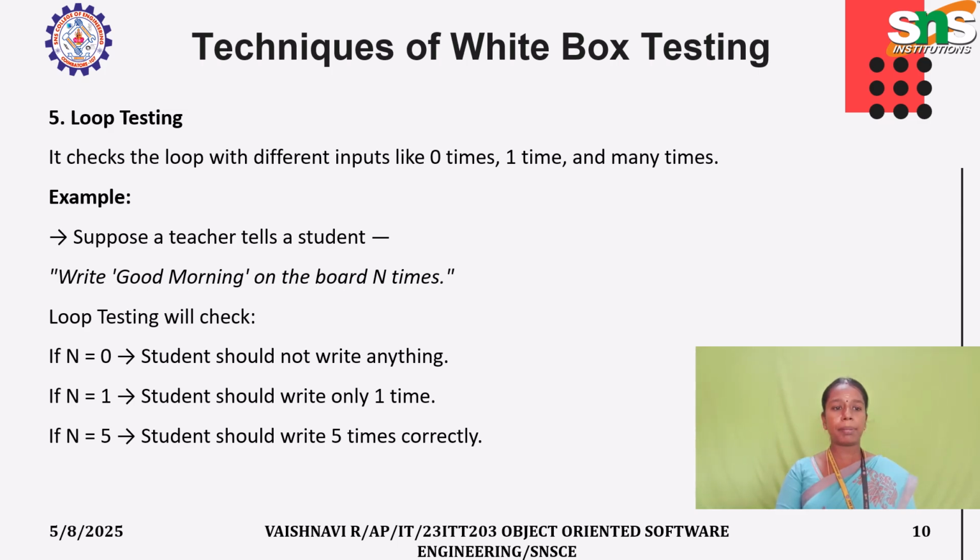And then the fifth one is loop testing. It checks the loop with different inputs like 0 times, 1 time and many times. For example, suppose a teacher tells a student to write good morning on the board n times. Loop testing will check: if we give n equal to 0, the student should not write anything. If n is equal to 1, the student should write only one time. If we give n equal to 5, the student should write 5 times correctly. According to the n values, the output will be displayed.